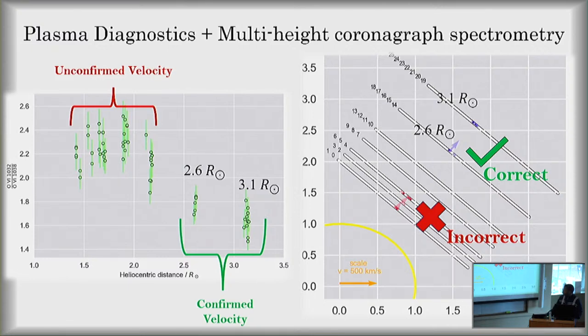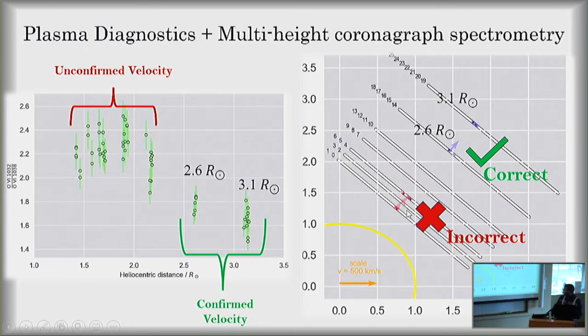And what I found was that there's a discrepancy between these two techniques at the lower heights, at heights of like 1.5. The velocity that we get here is in agreement with the velocity that we get here for the two different techniques. So that's great.